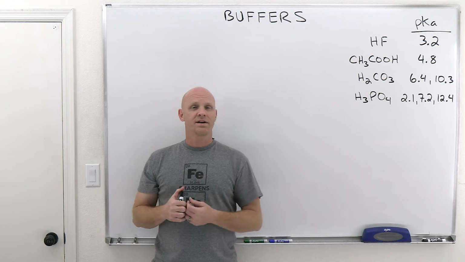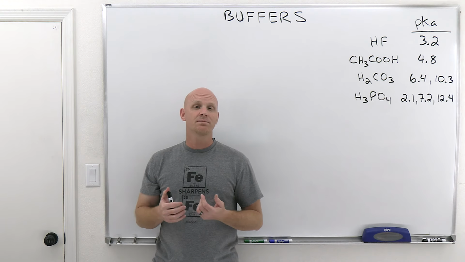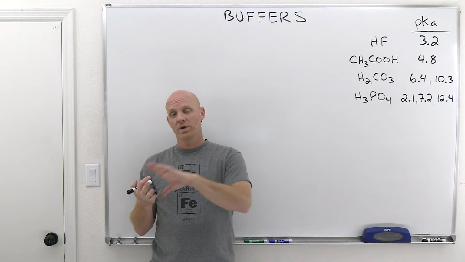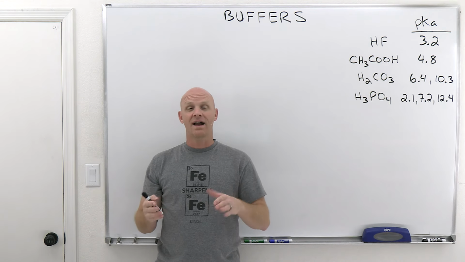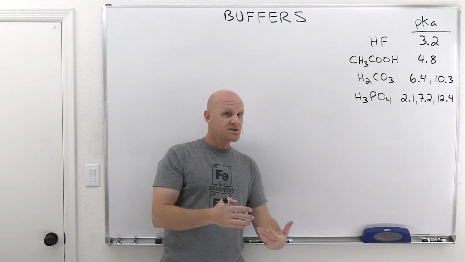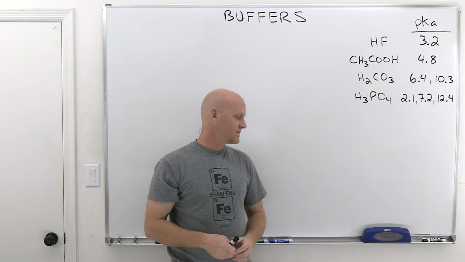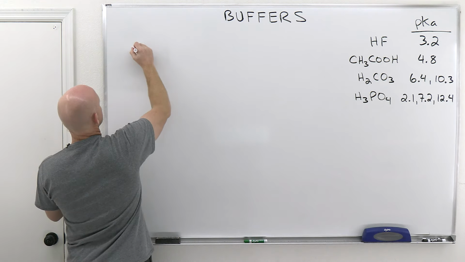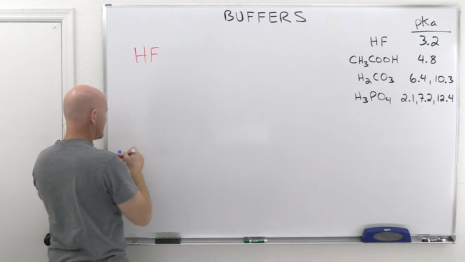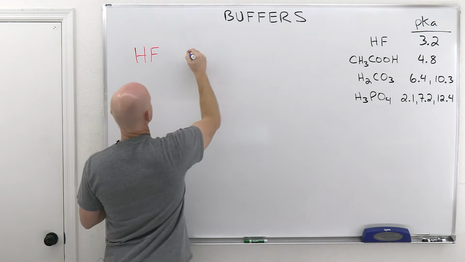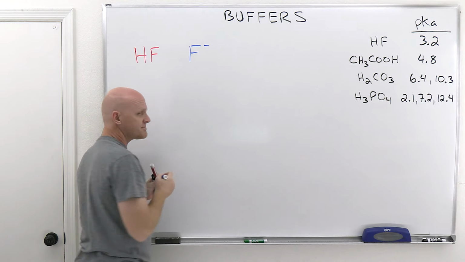Now, how does it do this? Well, that's based on what it's composed of. You've got to know that a buffer is composed of a weak acid with its conjugate base, or a weak base with its conjugate acid, same difference. But it has to be a weak acid with its conjugate base, not a strong acid and its conjugate base, or a weak base with its conjugate acid, not a strong base and its conjugate acid. So for instance, a real common weak acid is HF. In this case, you'd have to mix HF with its conjugate base, F minus.